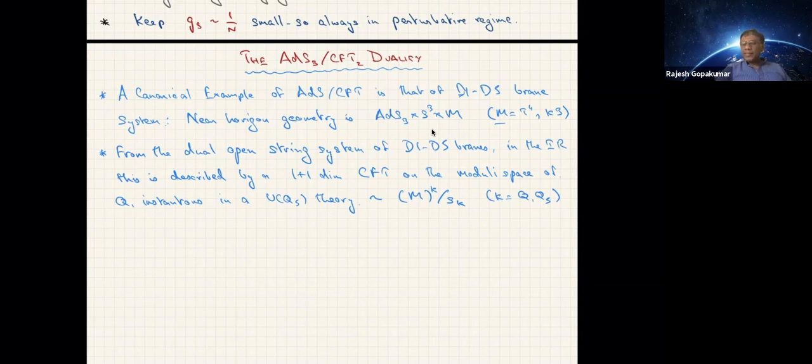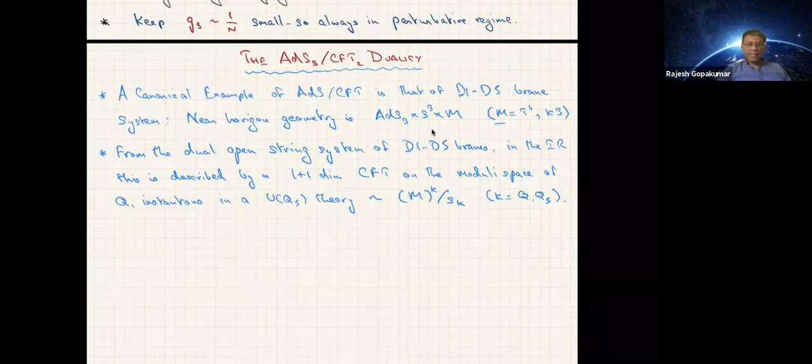And that moduli space, there is good evidence that it is described by a resolution of this so-called symmetric product. Namely, you take K copies of M, where K is Q1 Q5, and you mod out by the symmetric group that permutes all these K copies. Okay, so that's what this thing is.